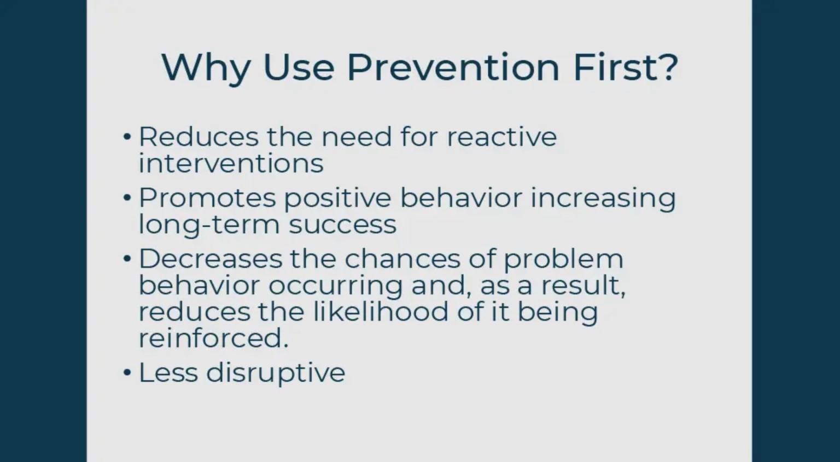Why do we prioritize prevention first? Prevention reduces the need for reactive interventions. When we address behavior before it happens, we rely less on responding after the fact, which can be less effective or even escalate the issue. Second, prevention promotes positive behavior. A supportive environment makes it easier for students to behave appropriately. Third, it decreases the chances of problem behavior occurring. When we address the root causes, students learn skills that last beyond the moment. Finally, it's less disruptive. Preventing behavior saves time and creates a calmer, more productive learning environment.